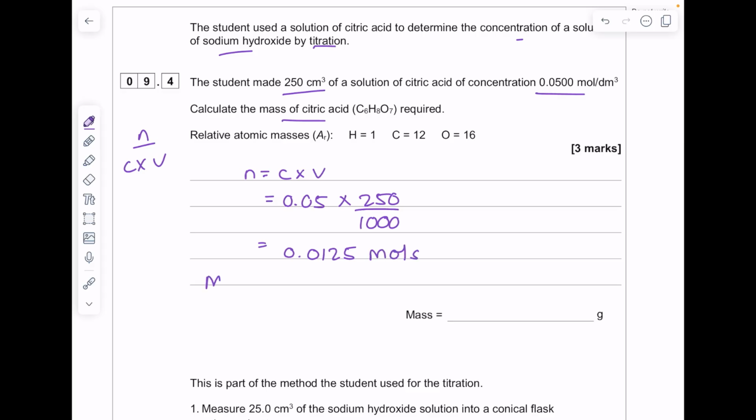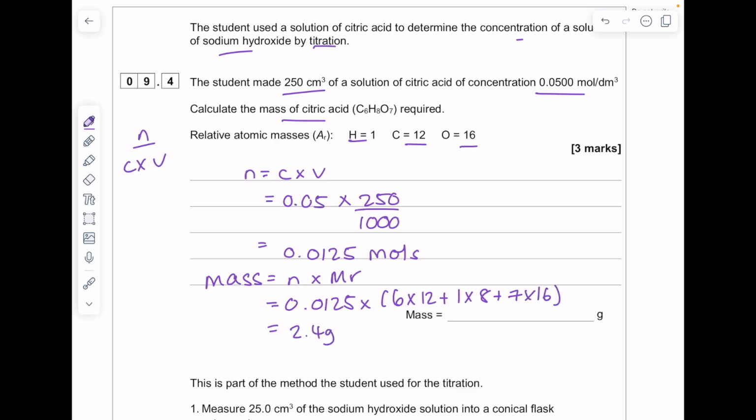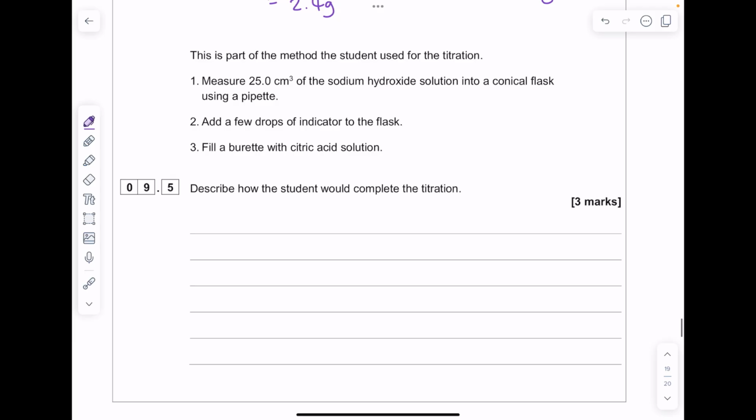And then the mass is given by number of moles times Mr. The Mr, let's add up these individual masses. We do 6 times 12 plus 1 times 8 plus 7 times 16 to get 2.4 grams as our final answer. This is part of the method the student used for the titration.